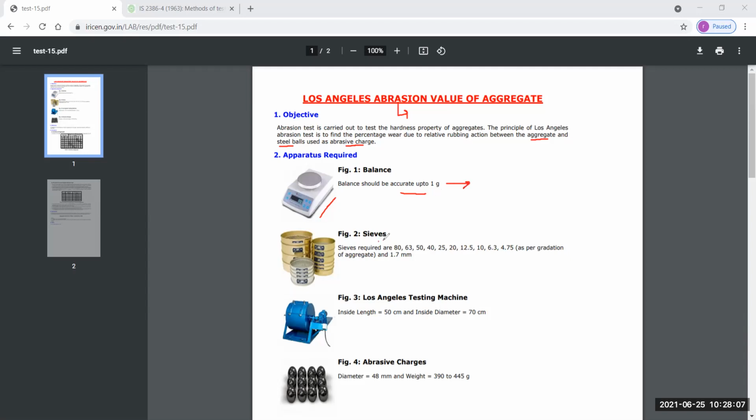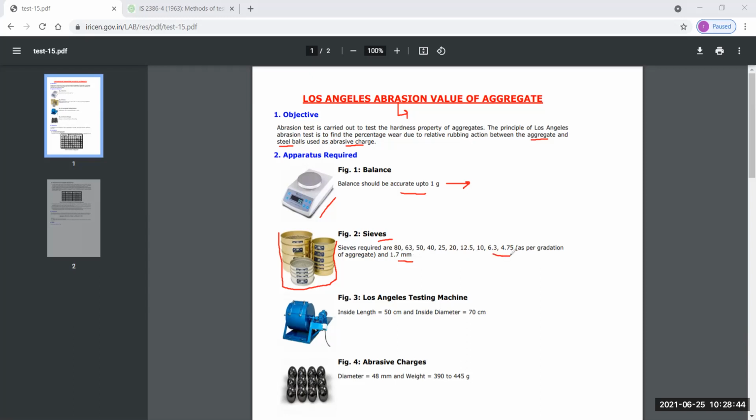Then the sieves. These are the different types of sieves which will be used in this testing. The sieves required are 80 mm, 63 mm, 50 mm, 40 mm, 25 mm, 20 mm, 12.5 mm, 10 mm, 6.3 mm, 4.75 mm as per gradation of aggregate, and lastly we use 1.7 mm.